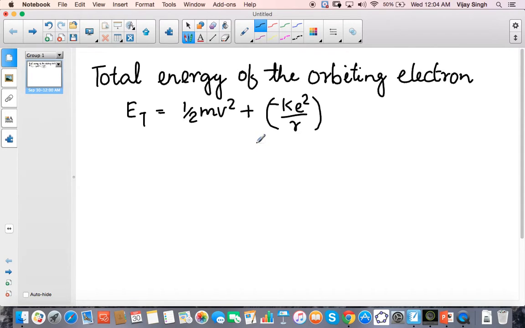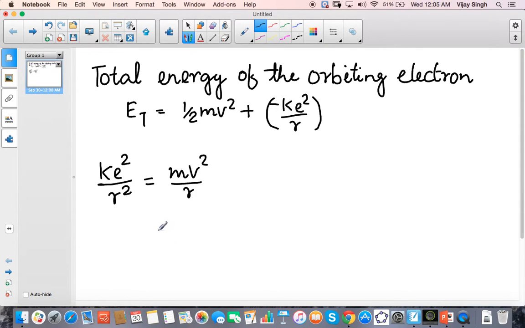So this is the total energy, but we know that the electron is moving in a circular path and it is acted upon by an electrical force. So using the concept of circular motion, we could write ke squared over r squared equal to mv squared over r. It's technically saying that the centripetal force, which is mv squared over r, is balanced by ke squared over r squared.